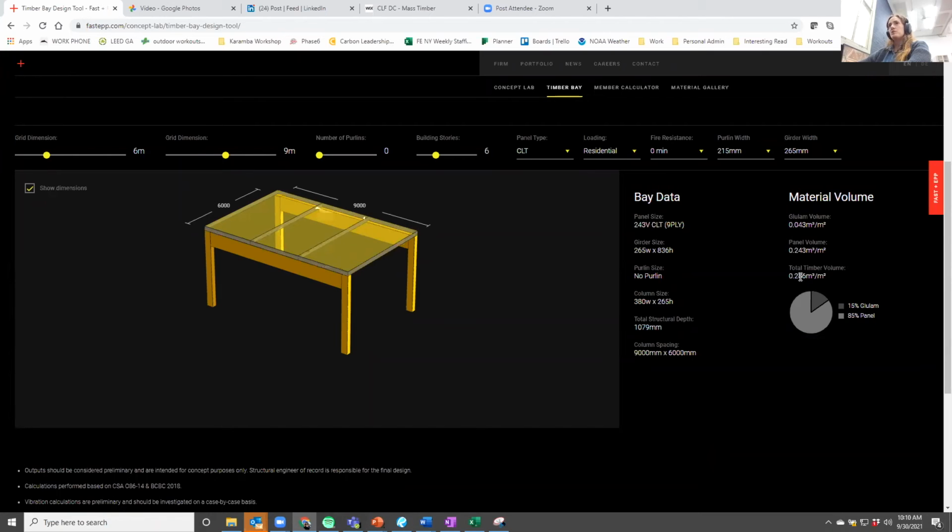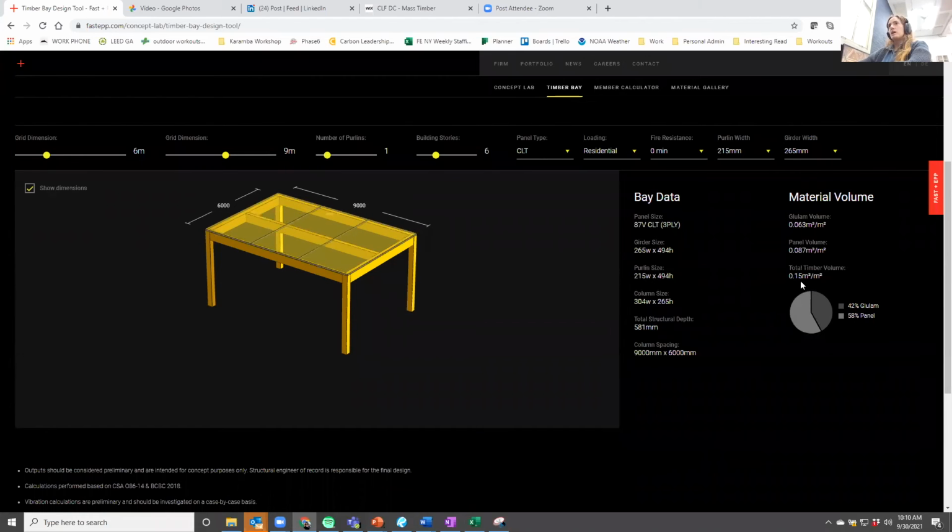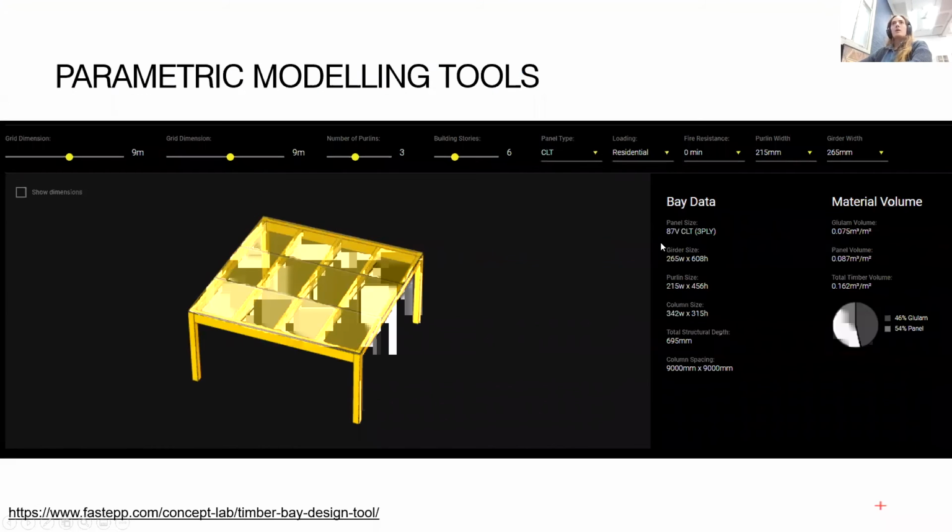So I went up to 0.286 cubic meters. If I introduce one purlin, I can make a huge impact, drop almost by half the total timber volume in my building. And then I can play around with what's the sweet spot. So when I add another purlin, I go up a little bit. So maybe my sweet spot is here at 0.15. But this is just to point out that we're starting at the base of saying, how can we make the building most efficient and use the least amount of material? It's one thing that we're playing around with.